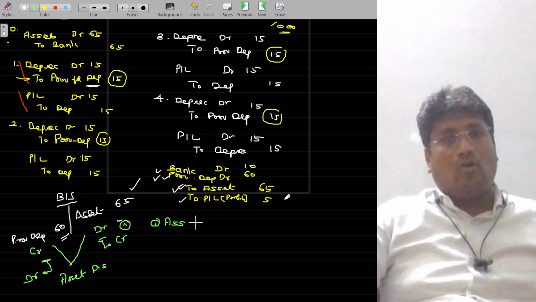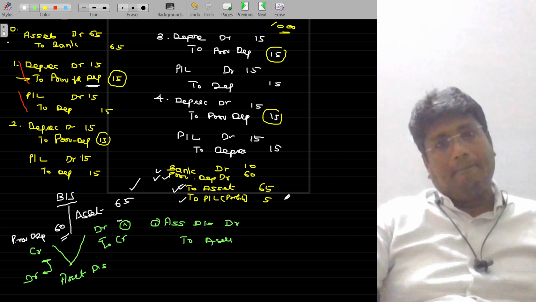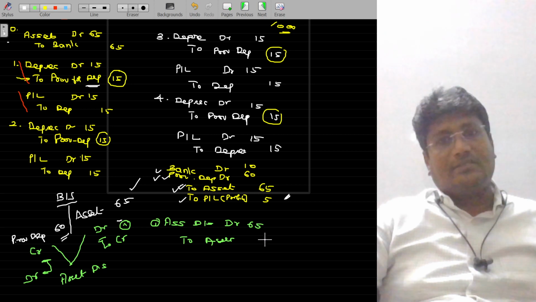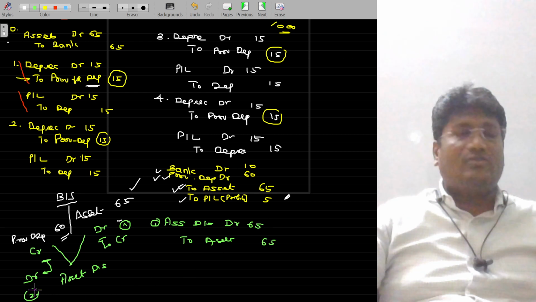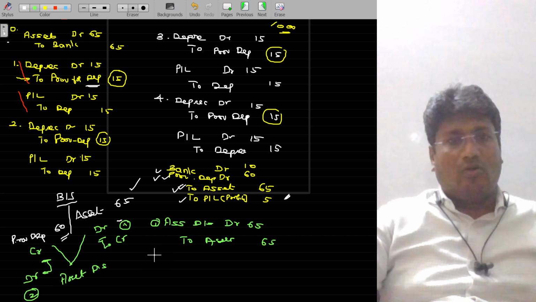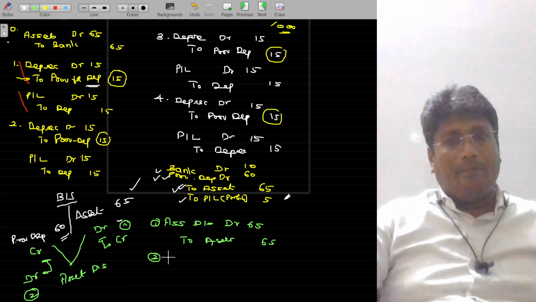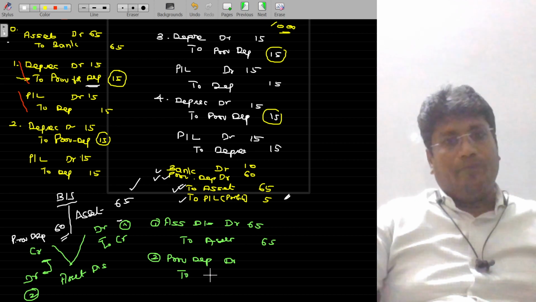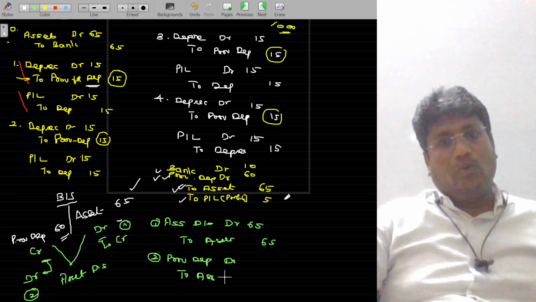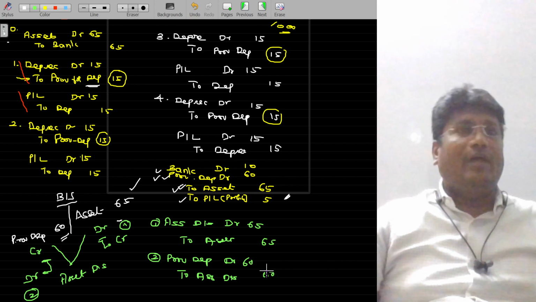Asset disposal account debit to asset account. How much is that? 65, 65. Entry number 1. Entry number 2 is for transferring the provision for depreciation to the asset disposal account. The entry for this being provision for depreciation account debit to asset disposal account, the value being 60.